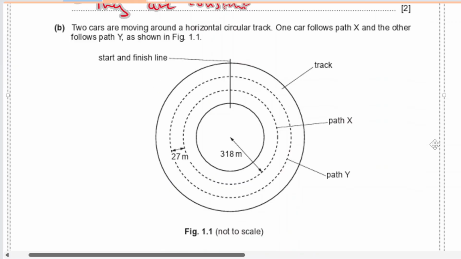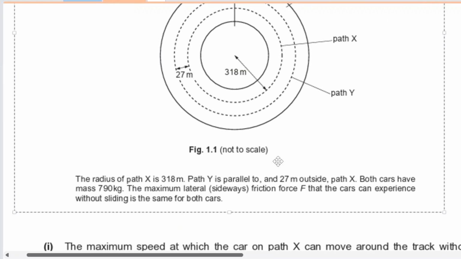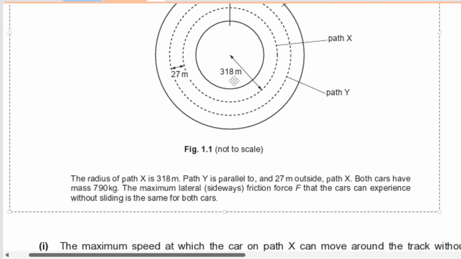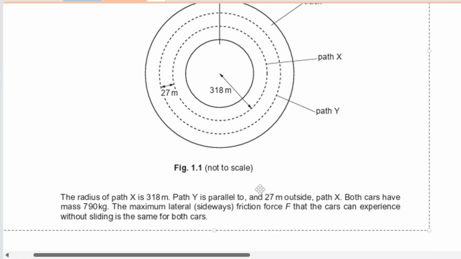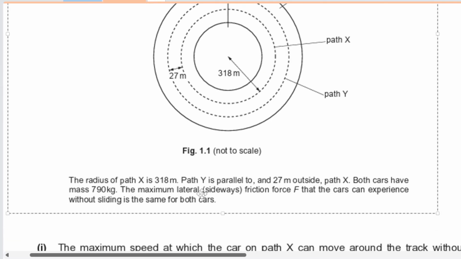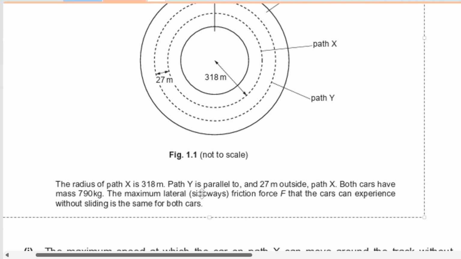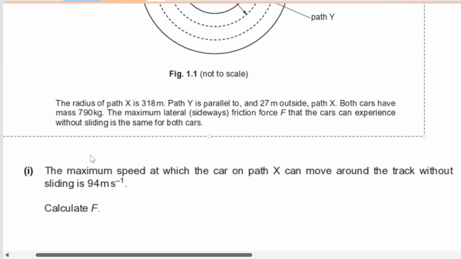Two cars are moving around a horizontal circular track. One car follows path X, over here, and another one follows path Y, which is this path over here. The radius of path X is 318 meters. Path Y is parallel to and 27 meters outside path X. Both cars have a mass of 790 kg. The maximum lateral friction force F that the cars can experience without sliding is the same for both cars. The maximum speed at which the car on X can move around the track without sliding is 94.